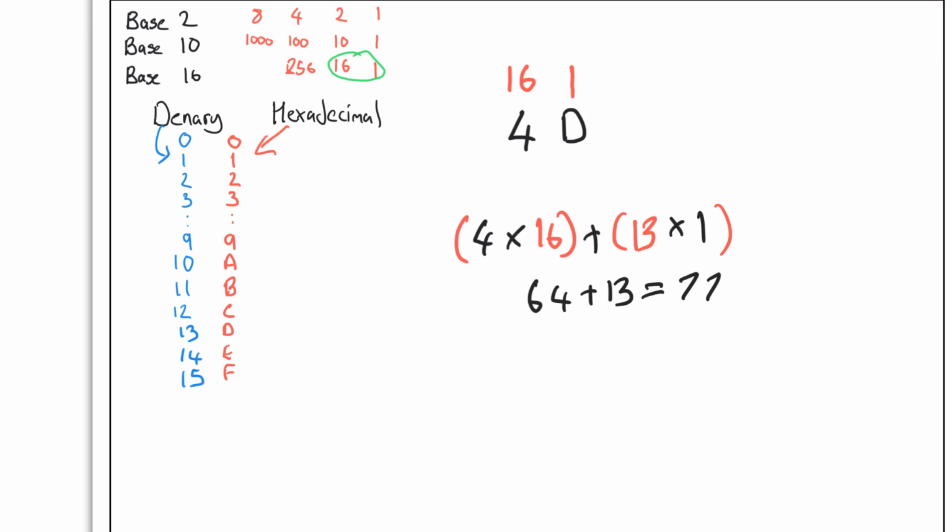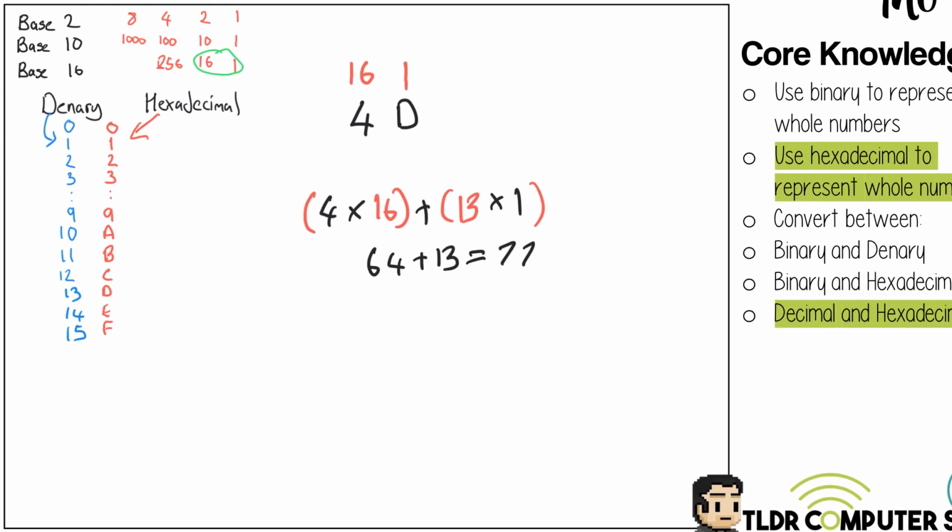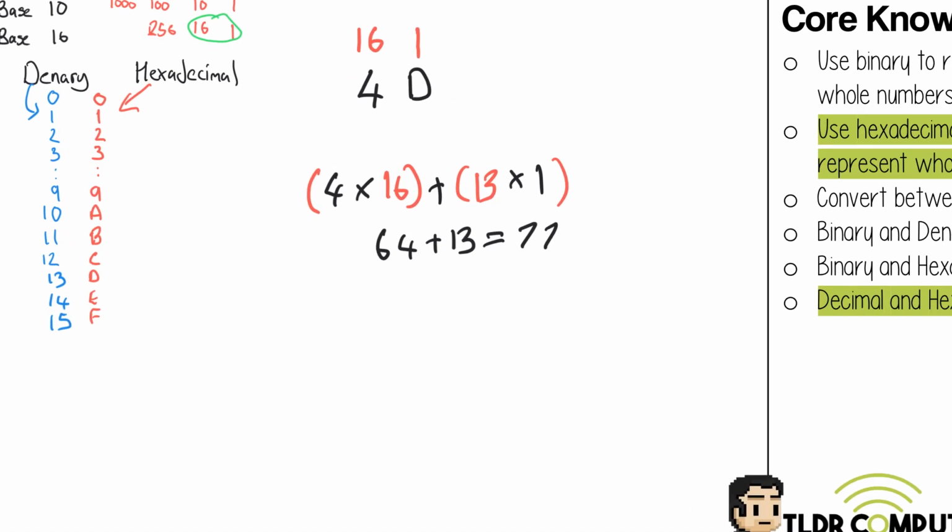Right, let's try it the other way around. The other way around is a bit trickier. By that I mean going from denary to hexadecimal, but let's pick a number. Let's say we want to turn 54 into hexadecimal. How do we do it?